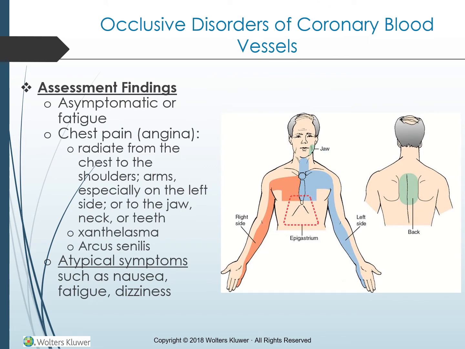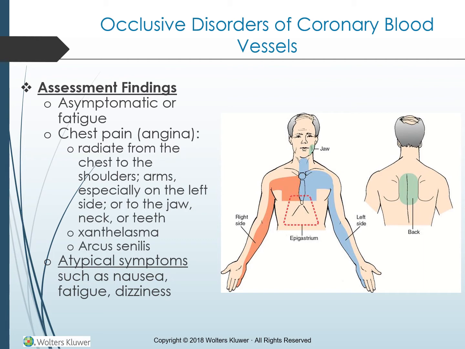Assessment findings, signs and symptoms. In mild coronary artery disease, clients are asymptomatic or complain of fatigue. The classic symptom is chest pain or discomfort during activity or stress. Such pain or discomfort typically is manifested as sudden pain or pressure that may be centered over the heart or under the sternum, which is substernal. Over the heart, it's called precordial. Under the sternum is called substernal.